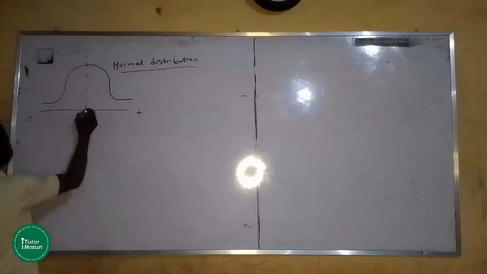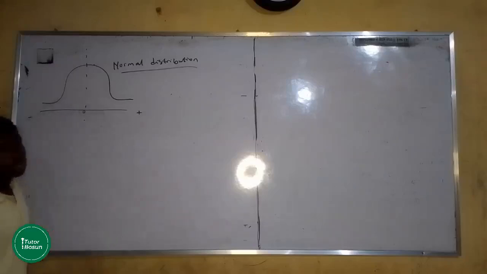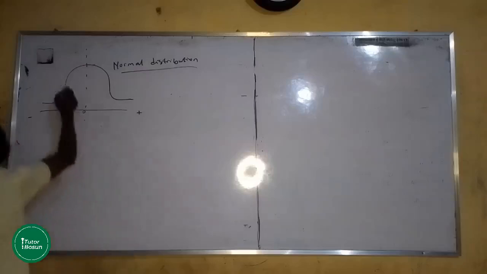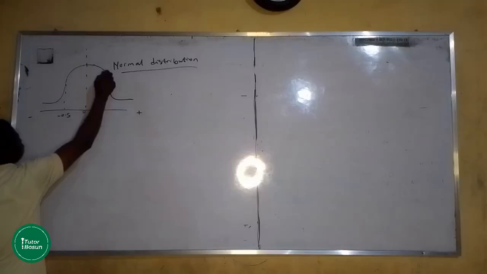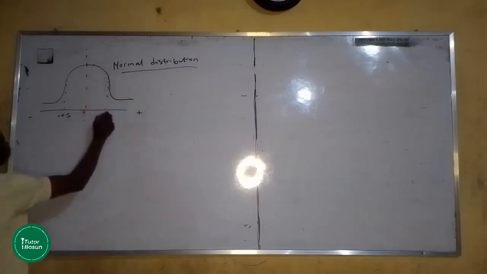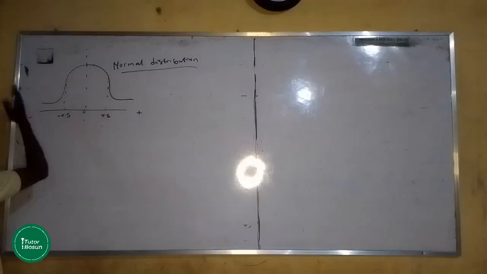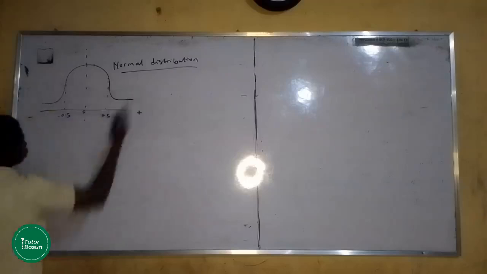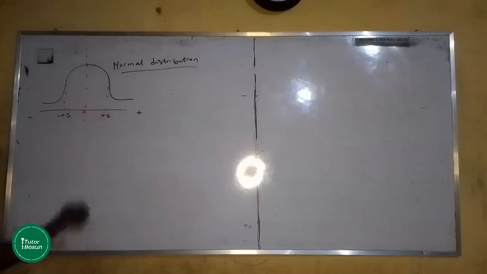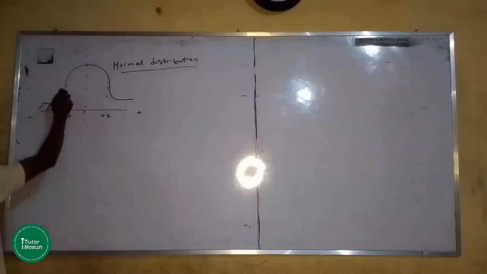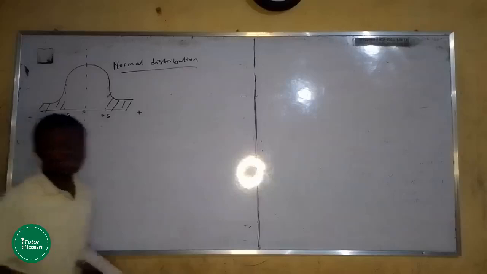Here we have 0. So, for example, let's say we have minus 0.5 around here. Automatically, we have 0.5 on the other side. So the distribution of minus 0.5 on this side will be the same as the distribution of 0.5 on the other side. That is why the normal distribution is symmetrical in nature. Please take note of that.